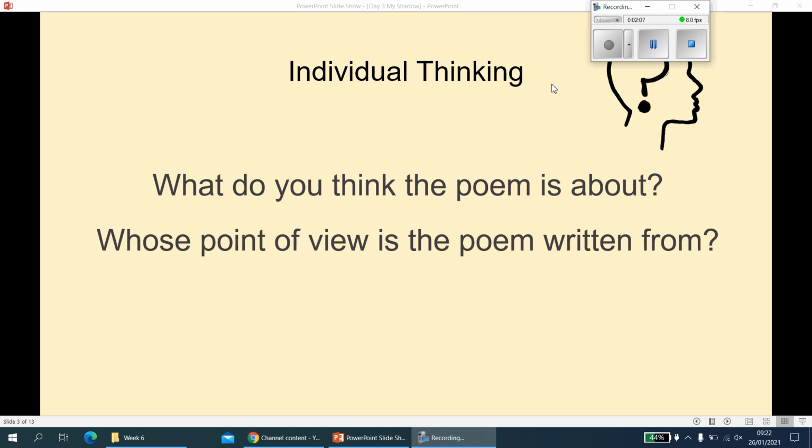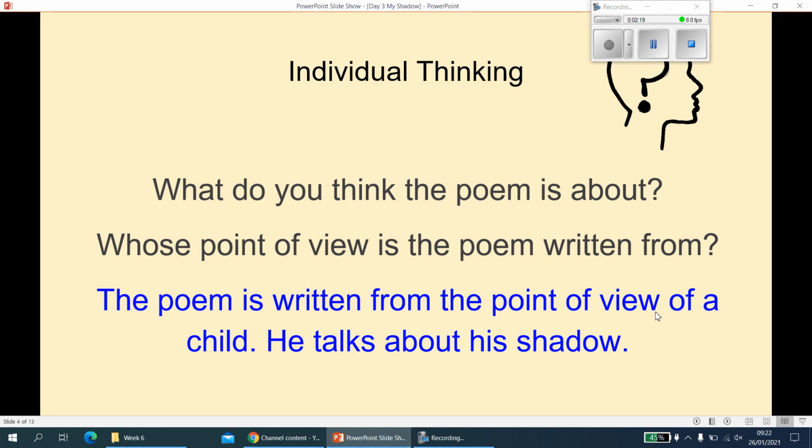Okay then, so I would have written that we don't actually know the name of the person whose point of view it's written from, but it gives us some clues, and we know that it's written from the point of view of a child. I'm going to assume a boy because he talks about his shadow. It describes his shadow as a he, so I'm assuming they're the same gender. So the poem is about a shadow and it's written from a child's point of view. You might have said a boy or a young boy's point of view, and I'll give you the mark for that as well.